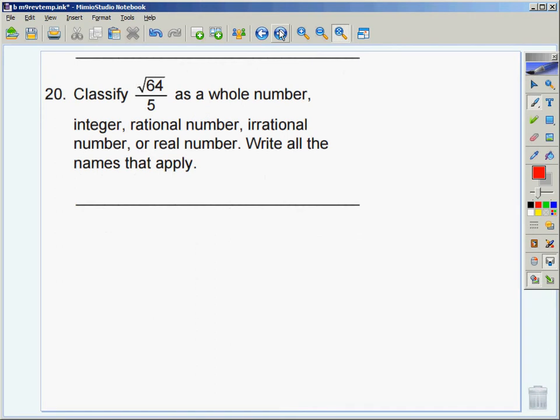Classify the square root of 64 over 5 as a whole number, integer, rational, real. The square root of 64 over 5, the square root of 64 happens to be 8. And 8 divided by 5 would be 1.6. So it's definitely not whole or an integer, but it is rational because I could find the value of the square root.